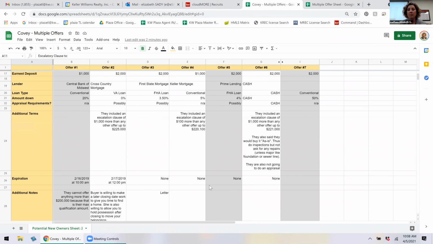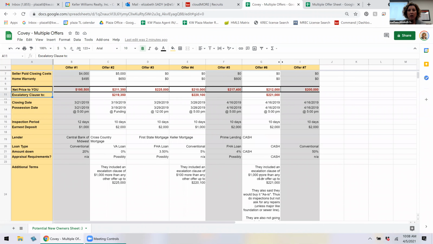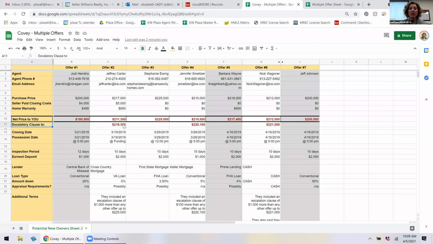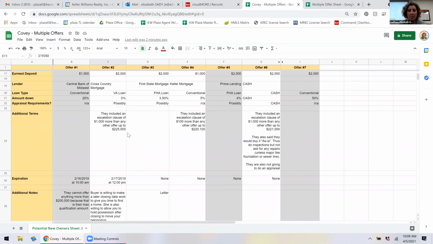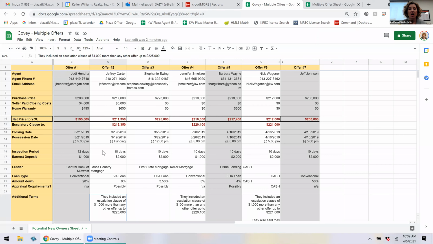And on this offer, I'm sorry, offer number 6, they've got an escalatory where they're willing to go $1,000 above, up to 221. So I had those notes there so I could reference the details of that escalatory, but I would just calculate out what that actually looks like up here in row 11. And I apologize, I've got 2 additional terms is where I would capture that information. All right.